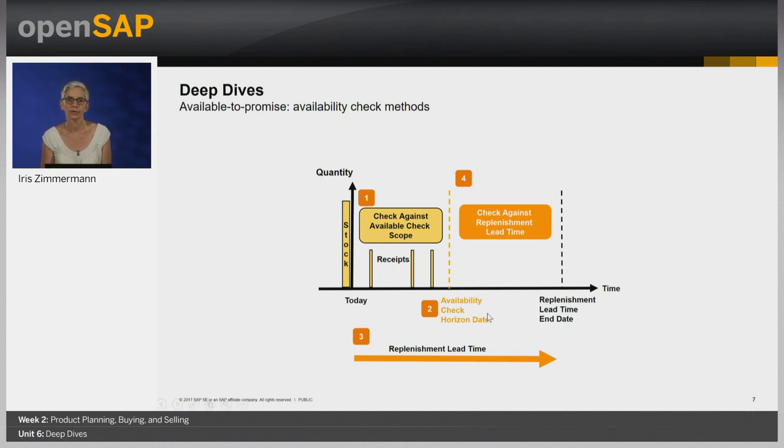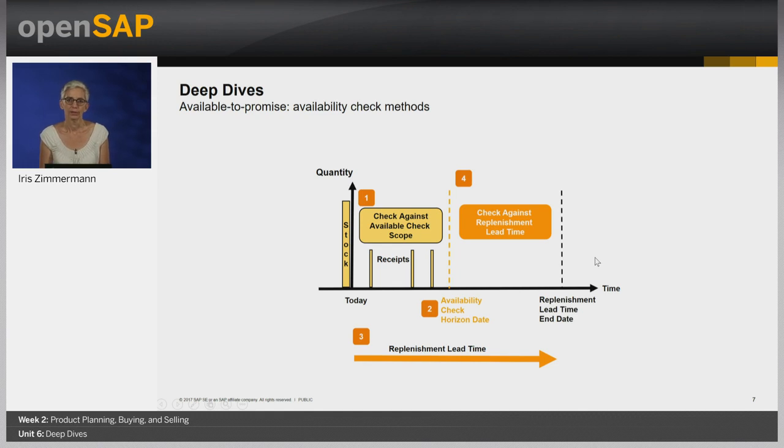This leads us to another question. Is the check horizon date good enough to be used as the confirmation date, or does it even take longer to replenish the goods? Therefore, another parameter, the replenishment lead time, is introduced. It describes the time it takes to procure or manufacture goods. It can be combined with the check methods, including the check horizon represented by number 4.